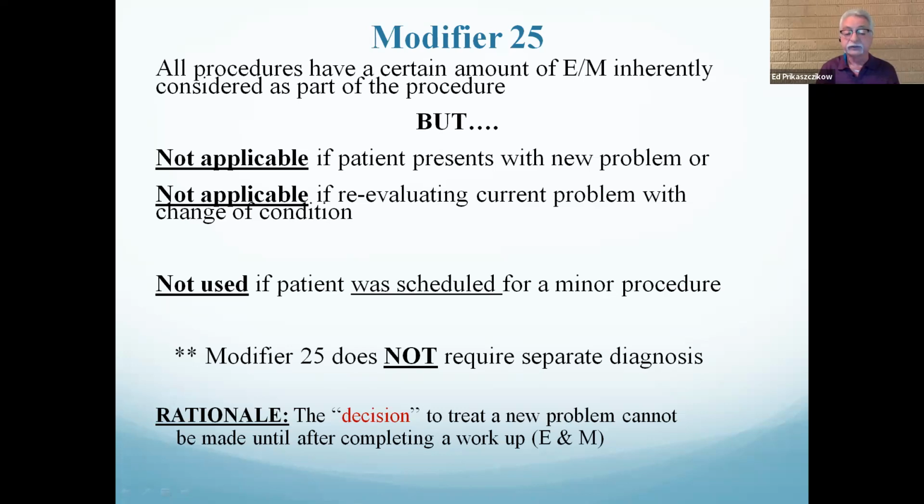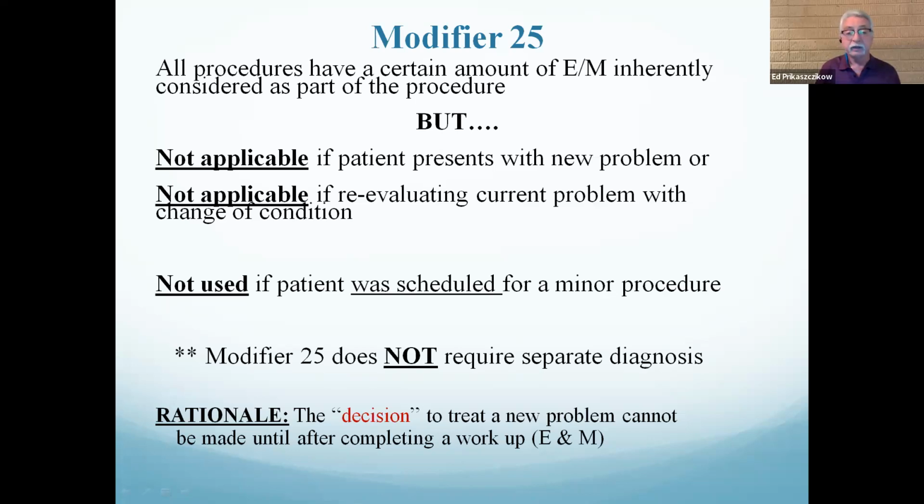NCCI will say that E&M services on the same date as a minor surgical procedure are included in the payment for that procedure. And that's why we see a lot of these codes denied on the front end, when you first submit a claim. And per NCCI, the decision to perform a minor surgical procedure is included in the payment for the minor surgical procedure. And all that's true, but it's not applicable if the patient presents with a new problem, even during the global period. So you've done a bunion correction, they come in with heel pain, you're golden as long as your documentation can support that during the global period that you're working up a new problem.